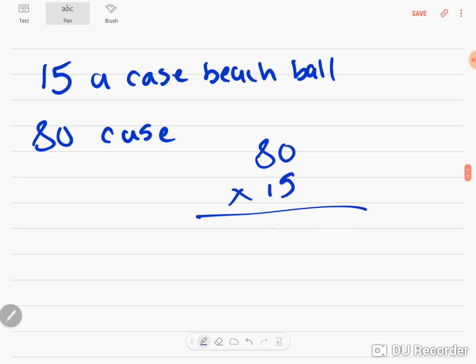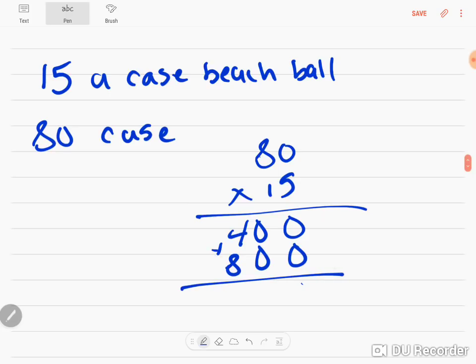5 times 0 is 0. 5 times 8 is 40. Put the 0 down. 1 times 0 is 0. 1 times 8 is 8. 0 plus 0 is 0. 0 plus 0 is 0. 4 plus 8 is 12. Our answer is 1,200 beach balls.